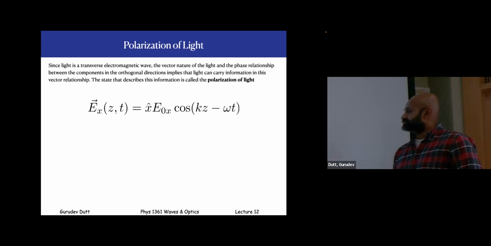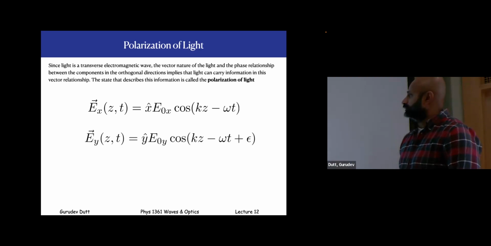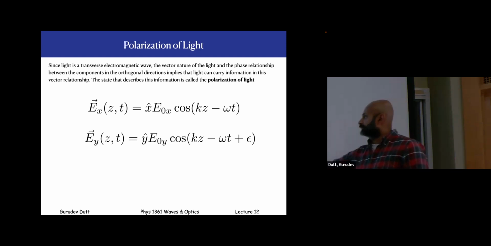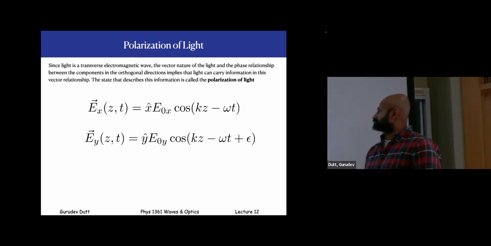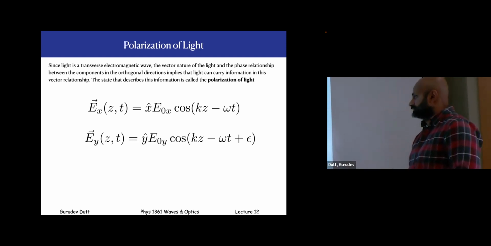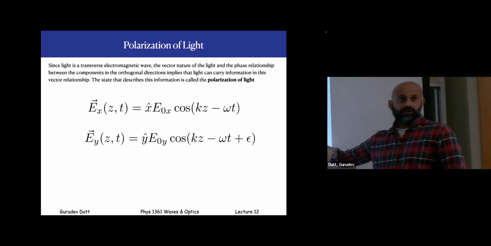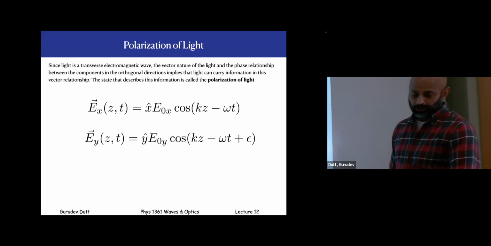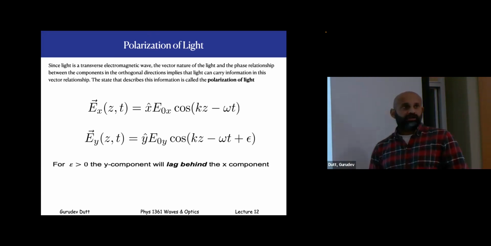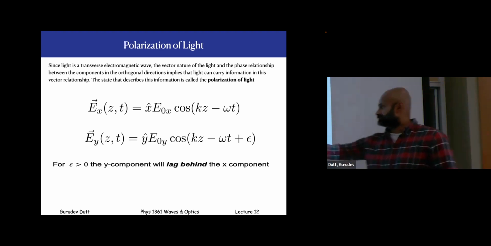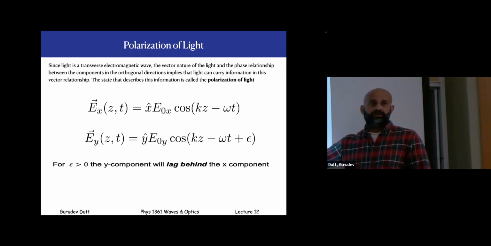As we saw, we can have two components for E, the X component and the Y component, which can take this general form when the Z-axis is the direction of propagation. You notice this extra little epsilon over here. That epsilon represents the phase between the Y and the X components. For epsilon greater than 0, the Y component will lag behind the X component. That's because of this minus sign in the omega t.